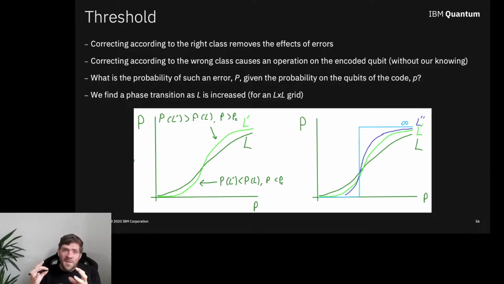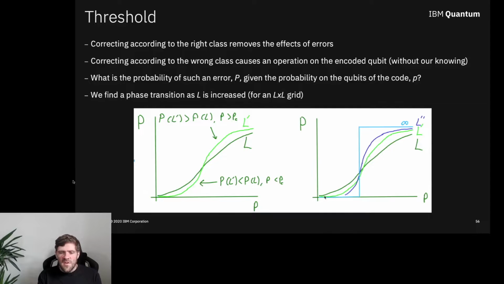So actually, when things are really bad, when errors are very likely, then the size of a code will actually be worse because there's just more places for errors to happen. So we would find for our bigger code, actually at some point, the probability of things going wrong would be larger. And between those 2 points, there is a crossover between these regions where things get better with bigger size and things get worse with bigger size.